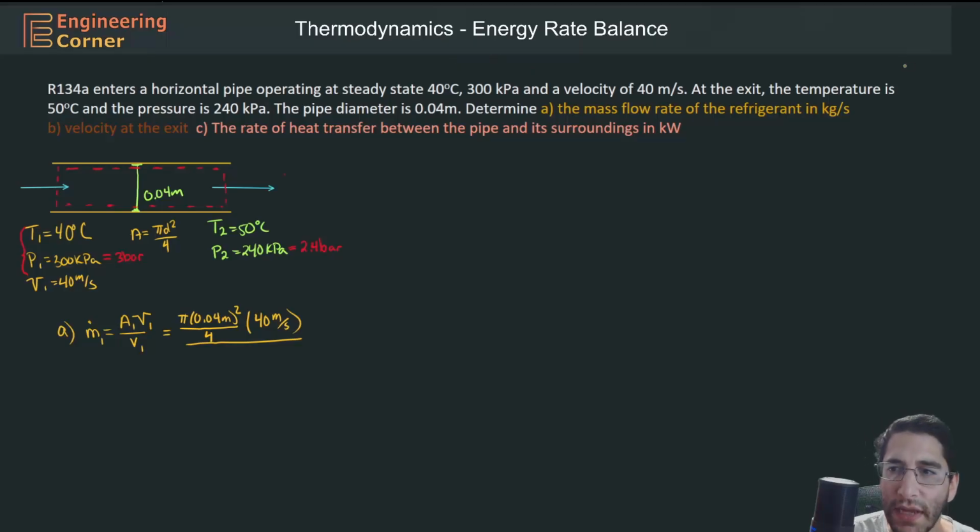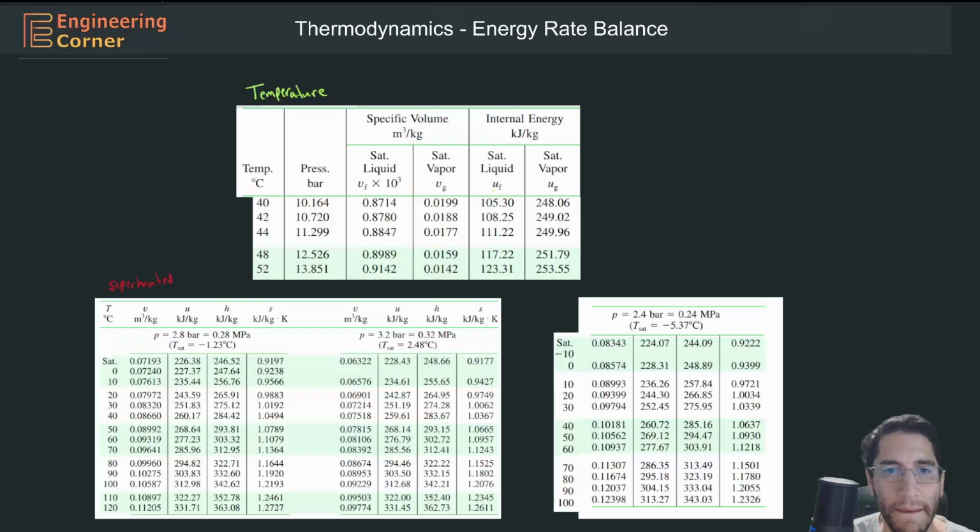So let's look this up. Let's go to a table. For my refrigerant at 40 degrees C, my saturation pressure is equal to 10.164 bar. Now, we were at 3 bar, so 3 bar is less than this 10.164, which means we need to use the superheated tables.